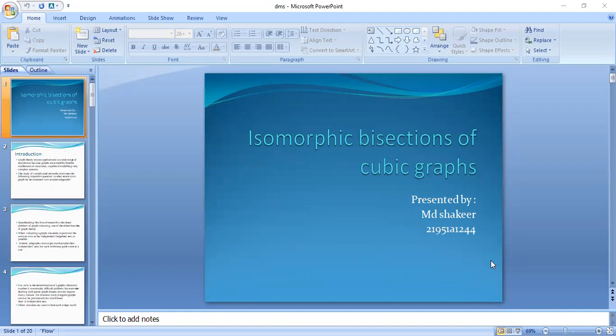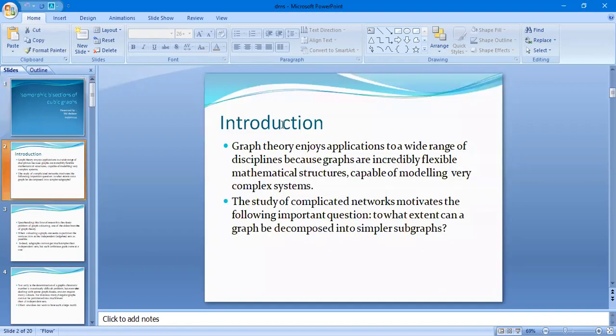Hello everyone. The topic is isomorphic bisection of cubic graphs. Introduction. Graph theory enjoys application to a wide range of disciplines because graphs are incredibly flexible mathematical structures capable of modeling very complex systems. The study of complicated networks motivates the following important questions. To what extent can a graph be decomposed into simpler subgraphs?